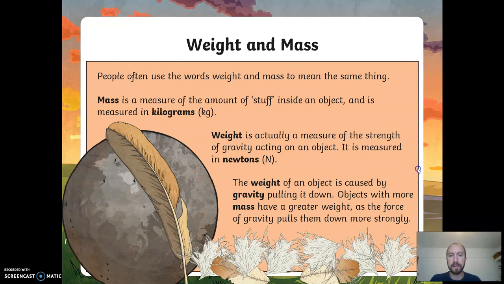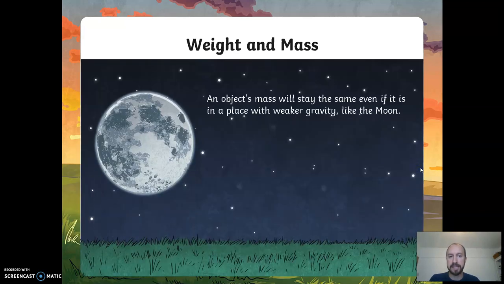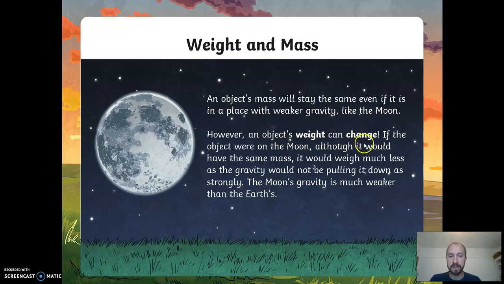The thing about weight and mass is that your weight is different depending on where you are. If we travelled around the universe to different planets, our weight would change because it's affected by gravity. An object's mass will stay the same even in a place with weaker gravity, like the moon. However, an object's weight can change. If I was on the moon, my mass would still be 73 kilograms, but because the effect of gravity is less on the moon, my weight would be less.